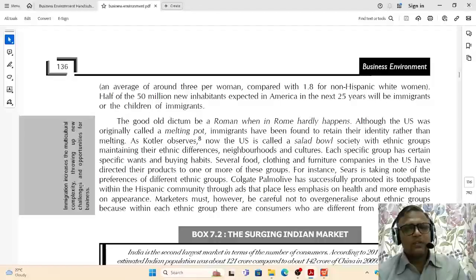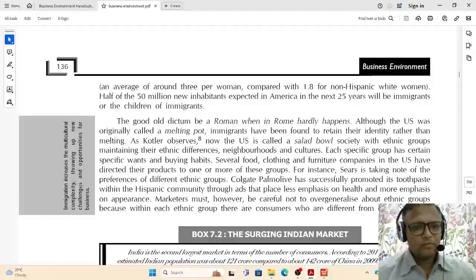Several food, clothing, and furniture companies in the US have directed their products to one or more of these groups. For instance, Sears is taking note of the preferences of the different ethnic groups. Colgate-Palmolive has successfully promoted its toothpaste with the Hispanic community through ads that place less emphasis on health and more emphasis on appearance. Marketers must, however, be careful not to overgeneralize about ethnic groups, because within each ethnic group there are consumers who are different from each other.